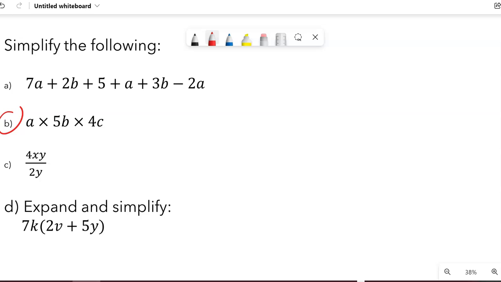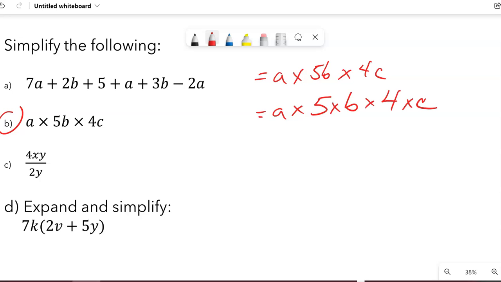So let's look at the next one, B. So we've got A times 5B times 4C. And you're thinking, what do I have to do to combine these? Well, the good news is when you are multiplying, you can multiply in any order. So if I break this up, it's actually saying 5B is the same as saying 5 times B times 4 times C. And if I reorganize that and put the numbers first, 5 times 4 times A times B times C, it starts to become a little easier.